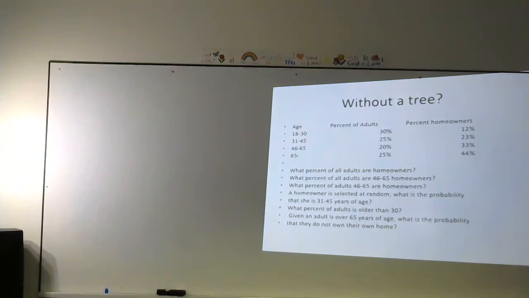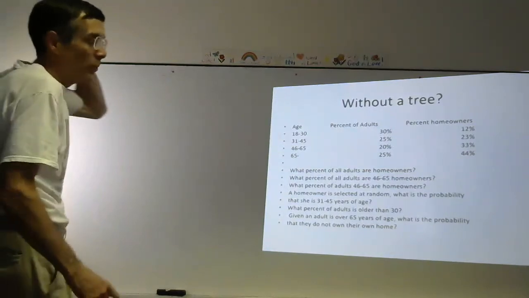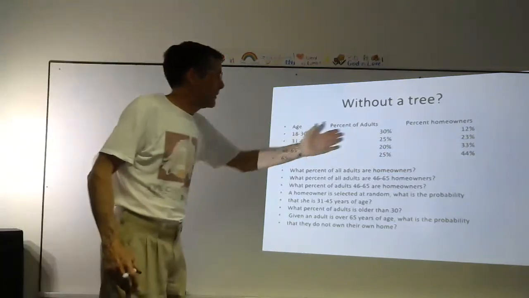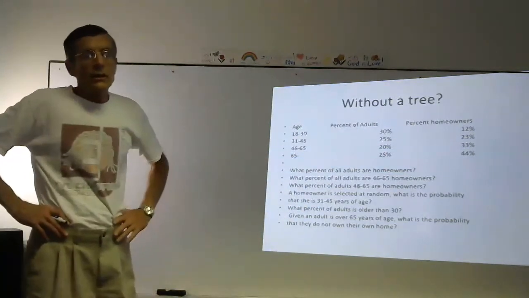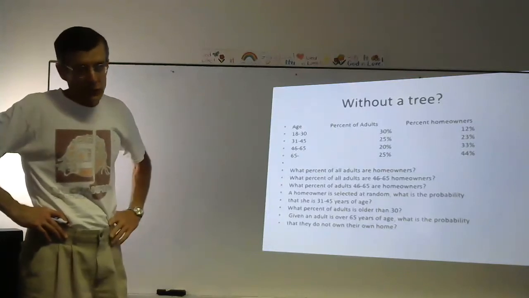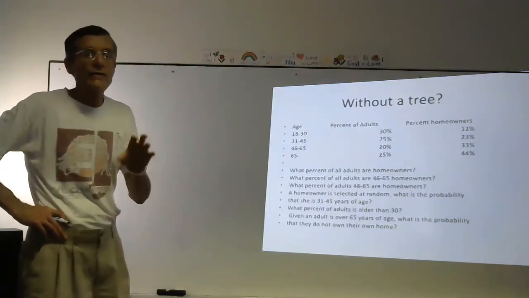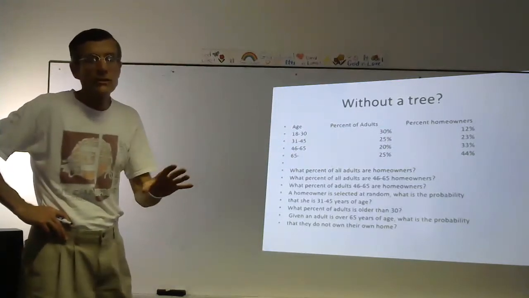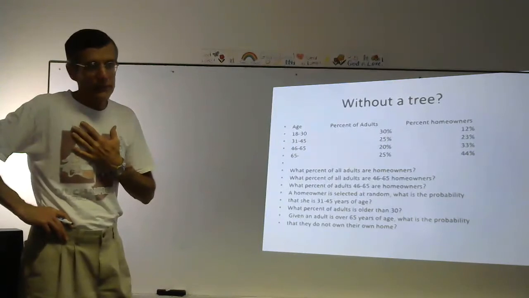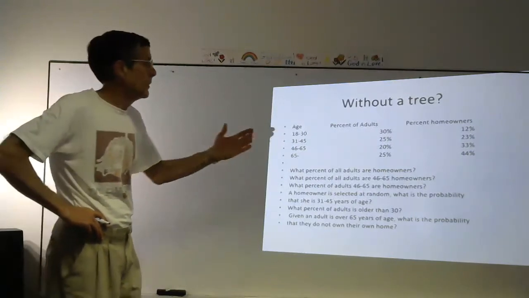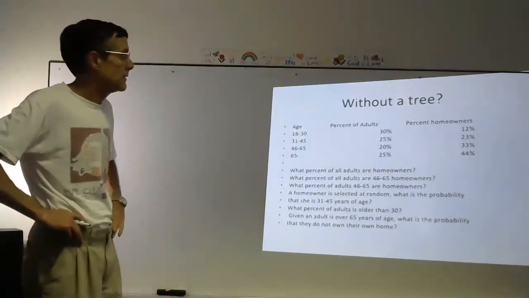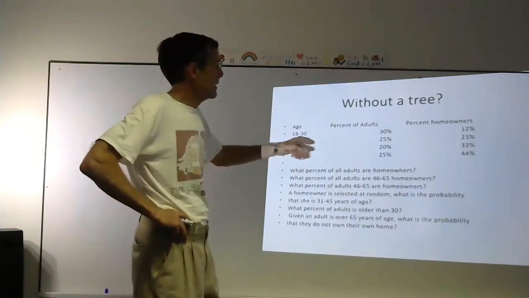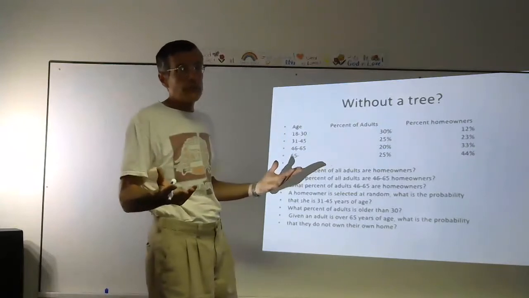Now, this is the way your problems look in the homework. A lot of them look this way. If you have a problem that looks like the chart, you can probably avoid making the tree. It's when you don't have a chart. If you just have a word problem with all the percentages mixed in, you should make a tree, okay? But if you have a chart, you can probably get away without it. Age 18 to 30 is 30% of all adults, okay?